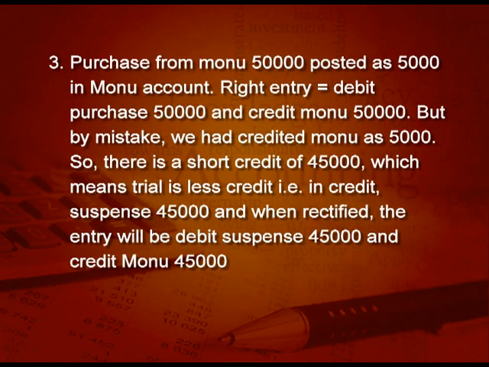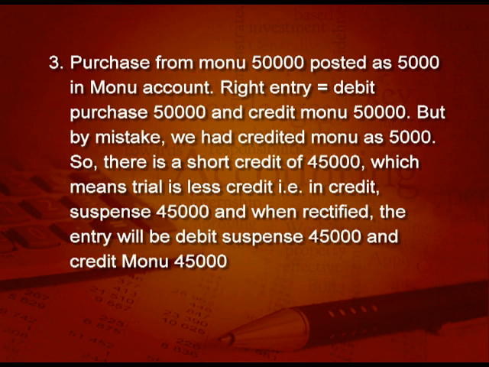So, you understand, if the suspense is in debit, you have to credit it when you find the error. If the suspense is in credit and you find the error, it is debit. So, we have to analyze entry wise. Come to the next one. Purchase from Monu 50,000 posted as 5,000 in Monu account.